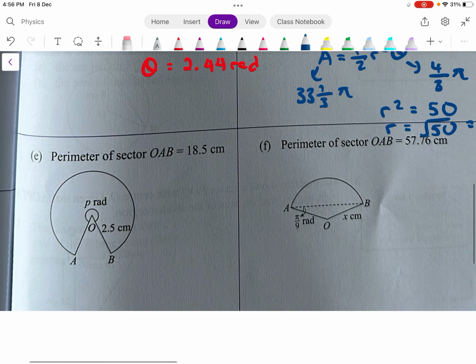Okay, part E, likewise, I will show you how to do part E. Then you pause the video, you do part F yourself. Then after you do part F already, you unpause the video, check out the answer and solution.